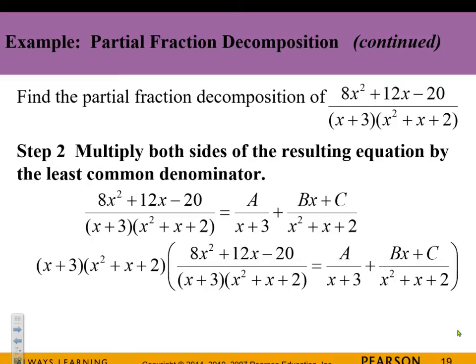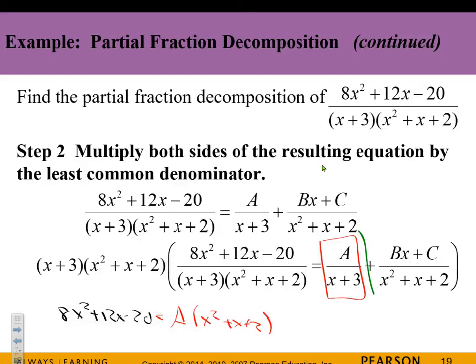Okay, what's going to happen here? These are going to cancel. We're going to end up with this piece. So this will give us ax squared plus 12x minus 20. When we multiply to this term, we're going to get a times what? Yeah, the quadratic piece, x squared plus x plus 2. And then we multiply to this piece, you're going to end up with bx plus c times x plus 3.